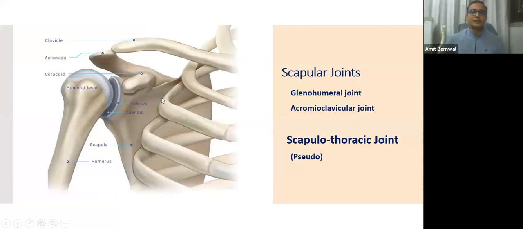So what joints does the scapular bone form? It forms two major joints, the glenohumeral joint and the acromioclavicular joint. It also forms a joint between the thoracic wall and the anterior surface of the scapula. It is a pseudo type of joint, not exactly a true joint.